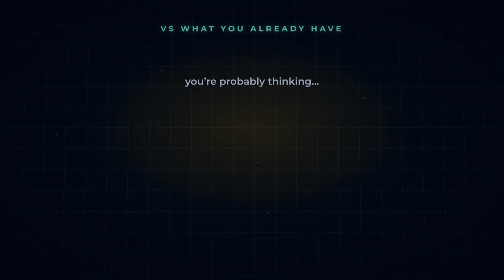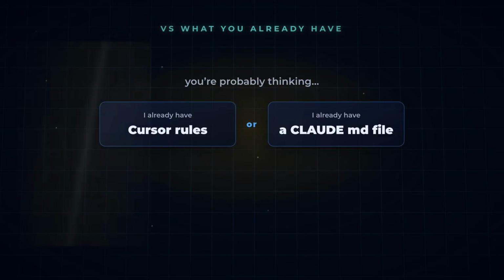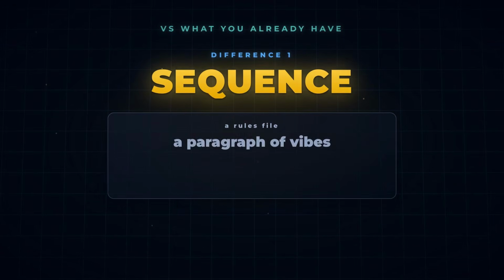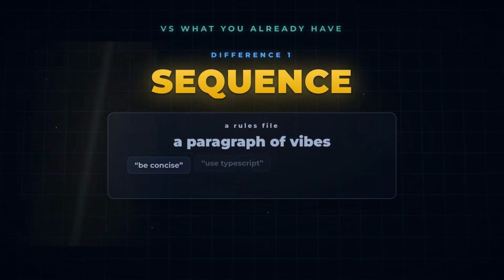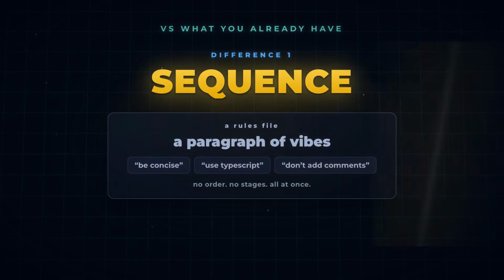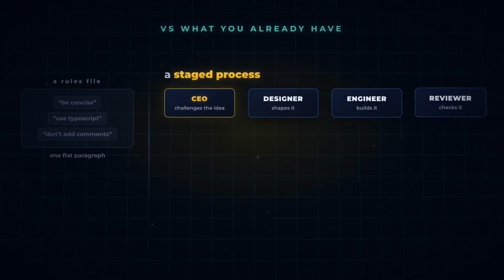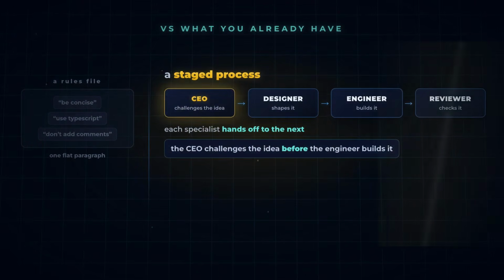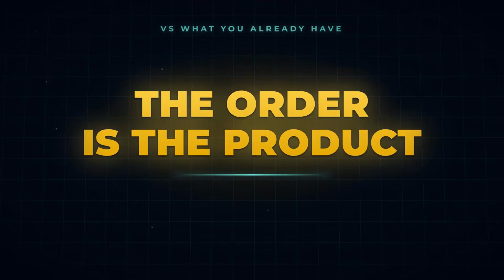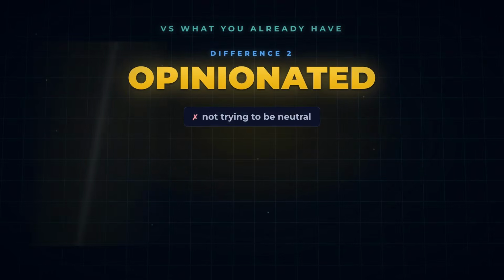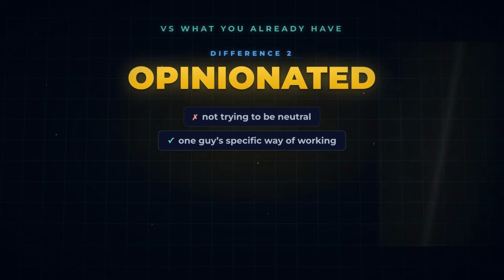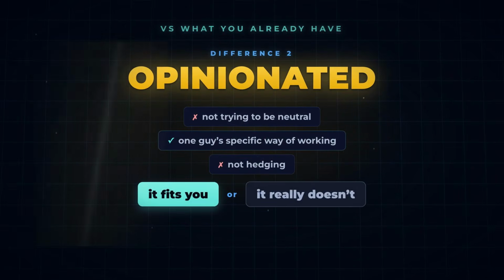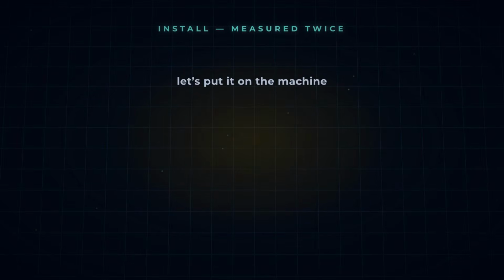You might be thinking, I already have cursor rules or a CLAUDE.md file. Fair. The difference is sequence. A rules file is a paragraph of vibes. Be concise. Use TypeScript. Don't add comments. This is a staged process where each specialist hands off to the next. The CEO challenges the idea before the engineer builds it. The order is the product. And it's opinionated. It's not trying to be neutral. It's one guy's specific way of working, and he's not hedging, which is why it either fits you or it really doesn't. Okay, let's actually put it on the machine.